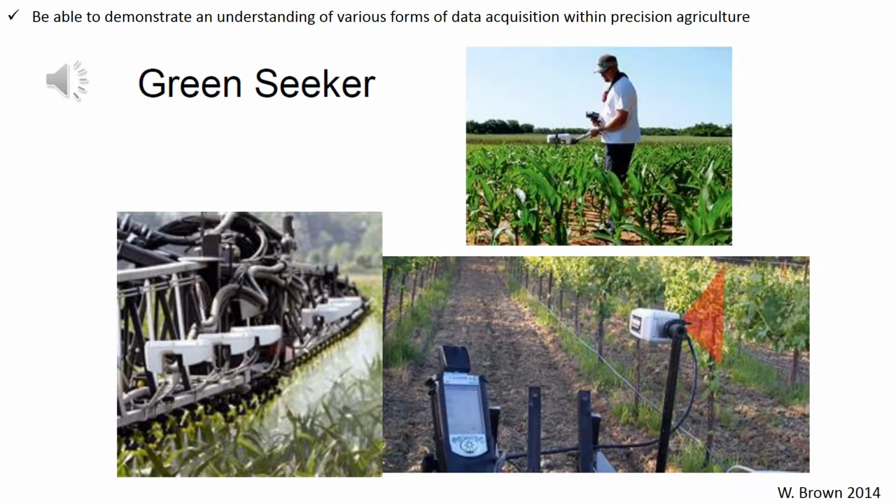The following series of slides will discuss the green seeker and the weed seeker and the NDVI technology on which they are both based. The green seeker is used to apply variable rate fertilizer to plants based on their needs as assessed by the green seeker itself.